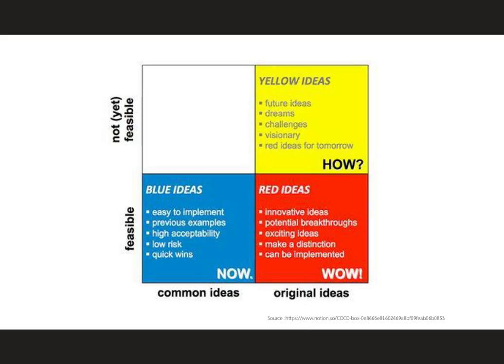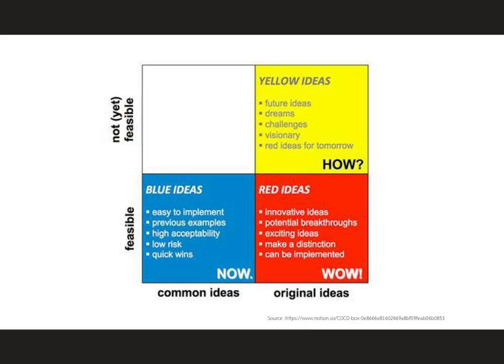The first corner on the upper left side is called the white idea. If you look at the white idea, it is the idea that is not yet feasible and also is a common idea. So this idea may not be so interesting. The second corner is the yellow idea, where you see that it is not yet feasible but is an original idea. This may be a new idea, a futuristic idea, a dream idea, or a challenge that is not yet possible on today's technology.